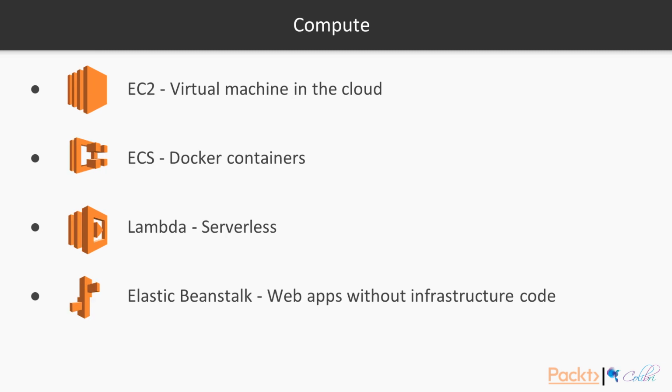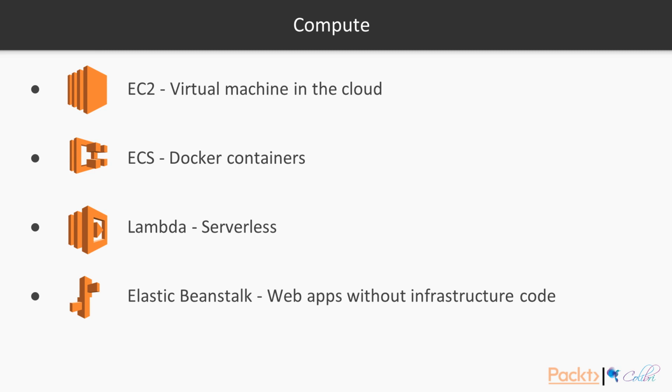The next category is the compute one. EC2 is a virtual machine in the cloud. It gives you the power to run any application. You have control over the server and operating system, for example, installing and updating software. We'll be covering EC2 a bit later.